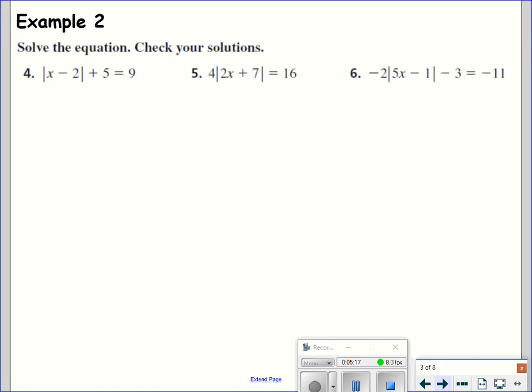All right, next we start adding in some more algebra steps. You can see that now our equations look a little bit more complicated. That's because the absolute value has not been isolated. So we cannot make that call whether or not we split it up or say no solutions just yet. What we have to do is get the absolute value isolated. So I want to isolate this. I need to subtract 5 from both sides as my first step.